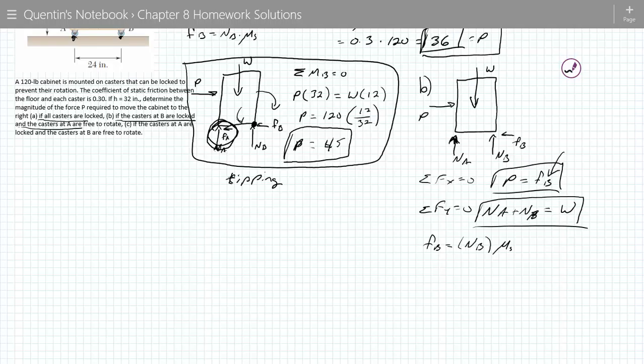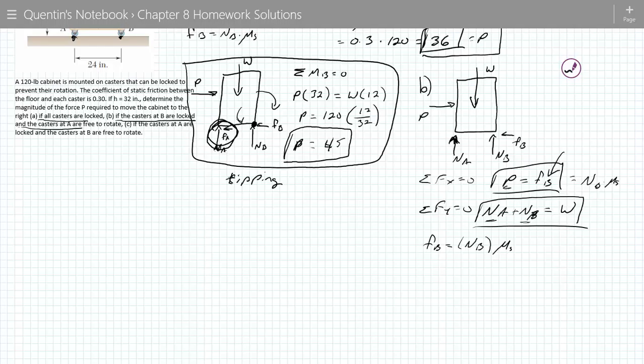Okay, so what do we do next? We say, hey, we have some equations. What can we do with these equations? Well, we have how many unknowns? We have P as an unknown, NA is an unknown, and NB is an unknown. The weight we know. F at B is no longer an unknown because that is NB times mu sub S. So we have 3 unknowns and 2 equations. That's a problem, so we need a third equation. What would make sense for a third equation is taking the sum of the moments.